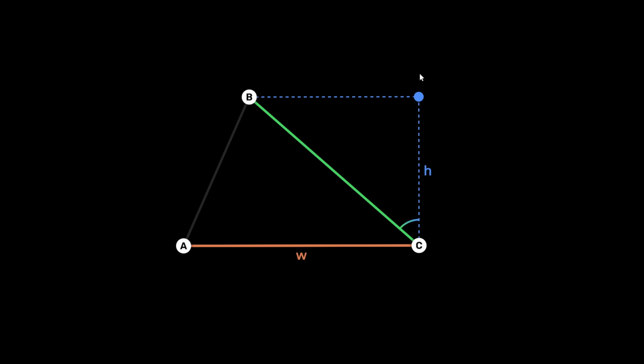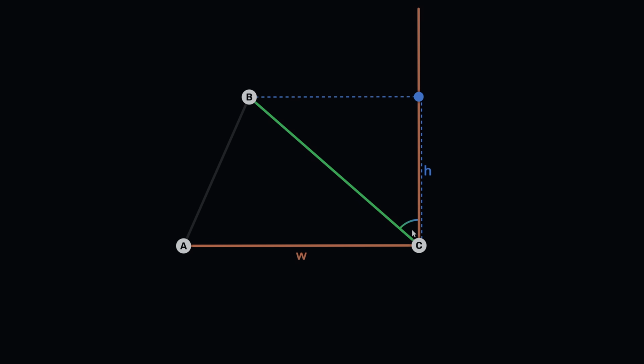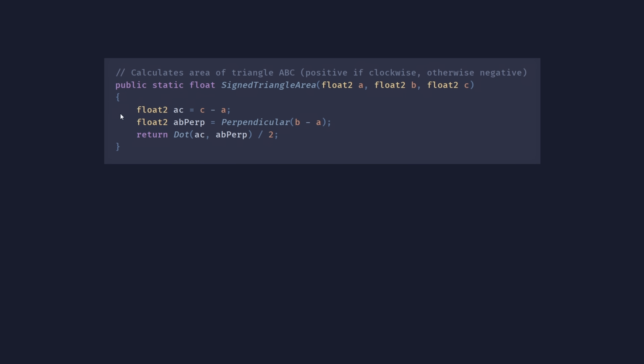So let's picture rotating the base by 90 degrees, and now we can just take the dot product of this perpendicular base vector with the other vector here, since remember that this has the effect of multiplying together their lengths and the cosine of the angle between them, giving us the base times height that we're looking for. Typing that up into code, we get this, which is by the way a signed area, meaning it ends up being positive or negative depending on the points being given in a clockwise or counterclockwise order.